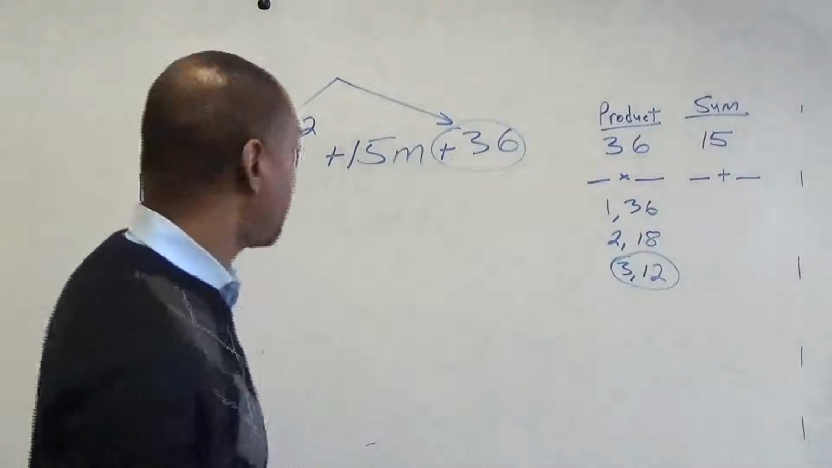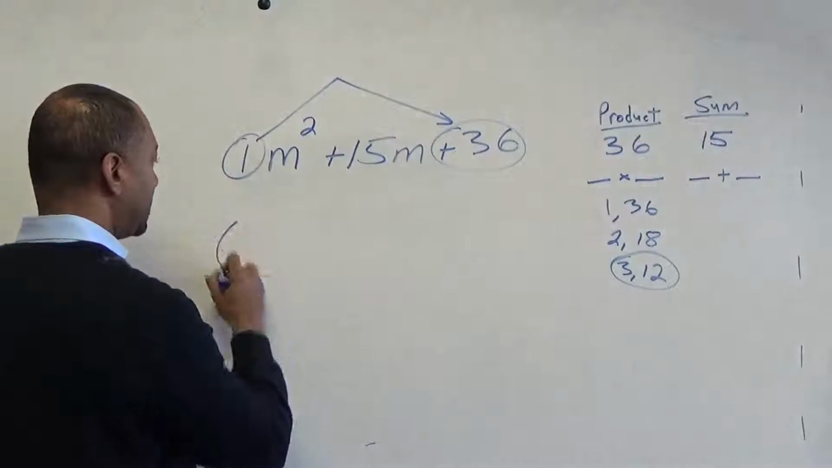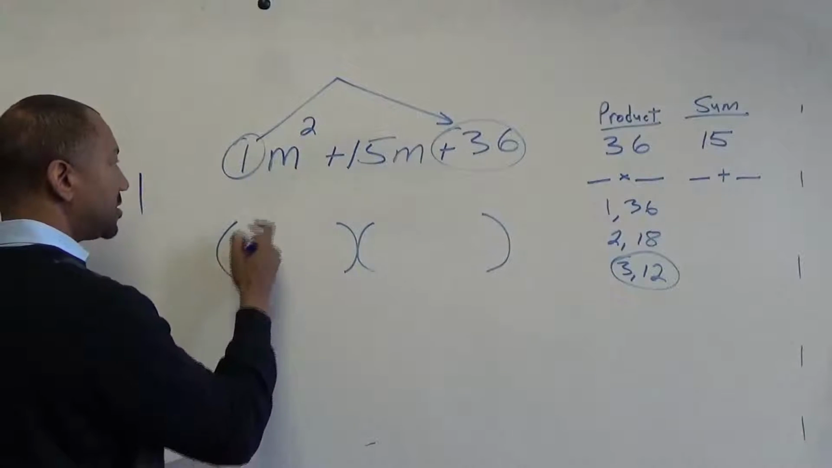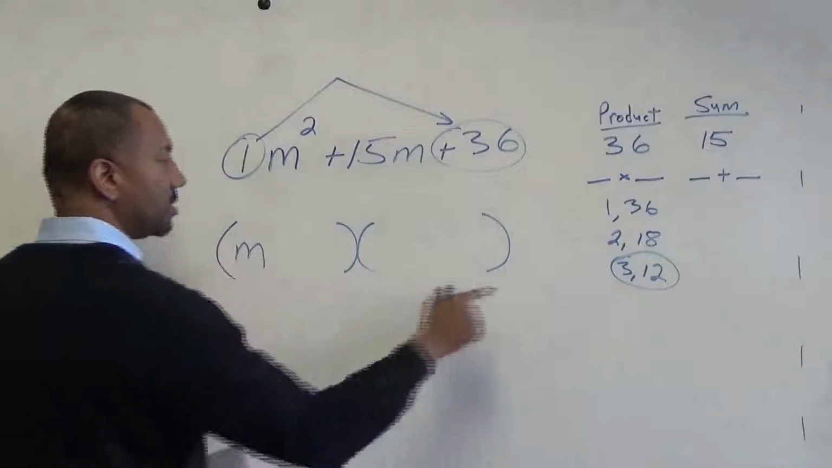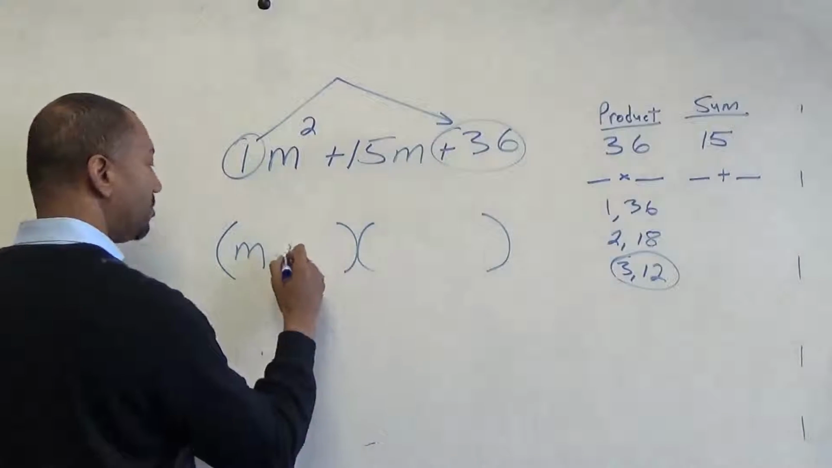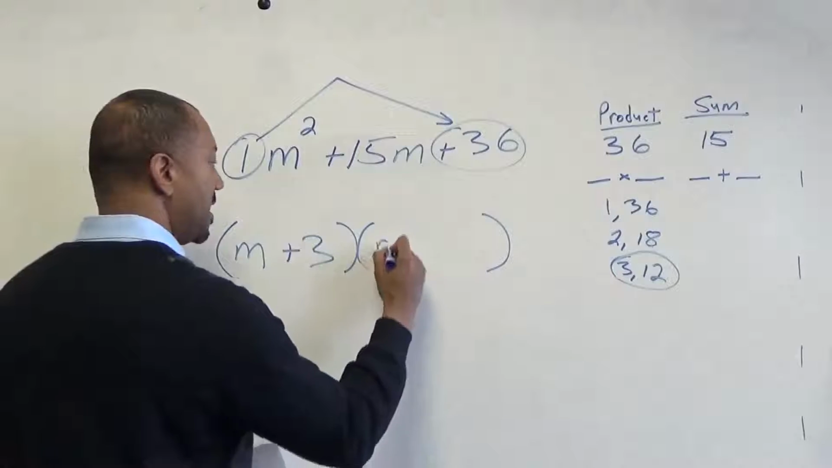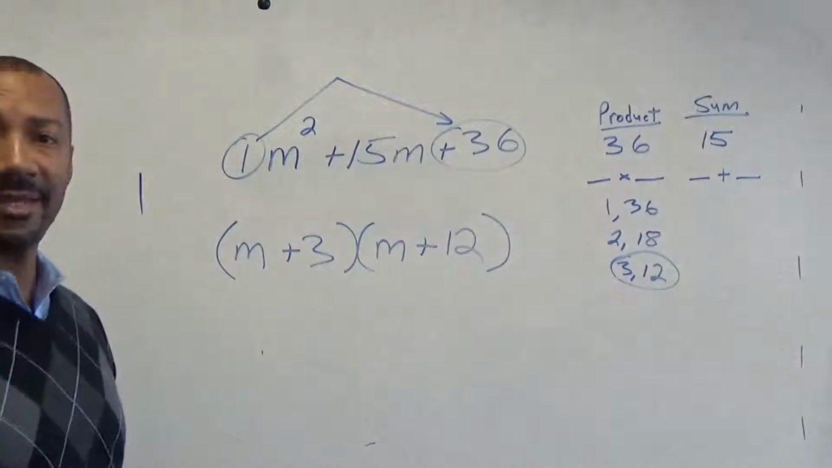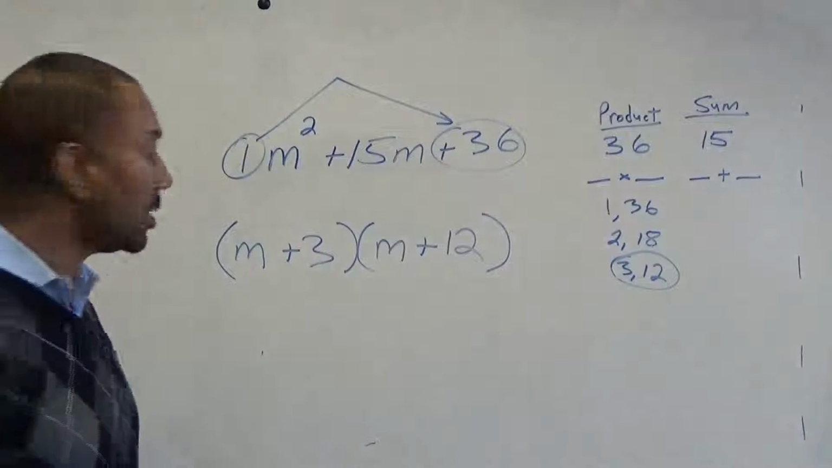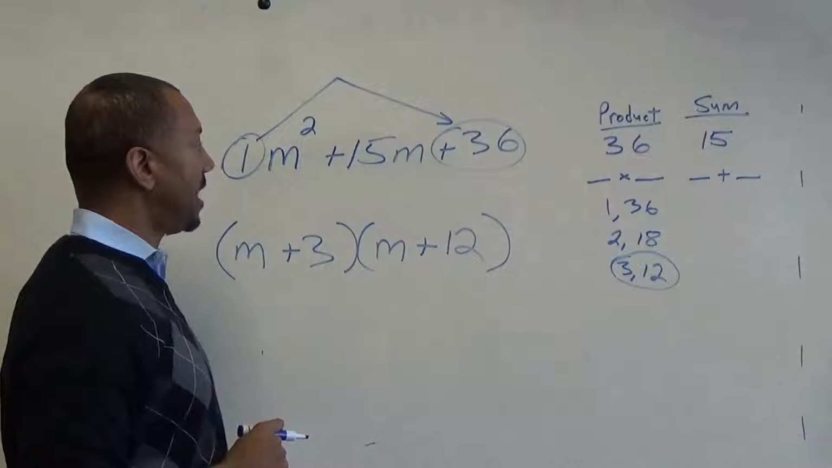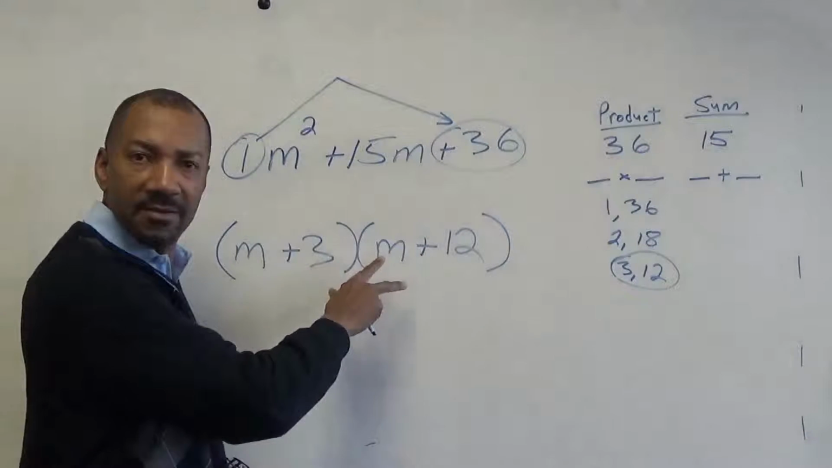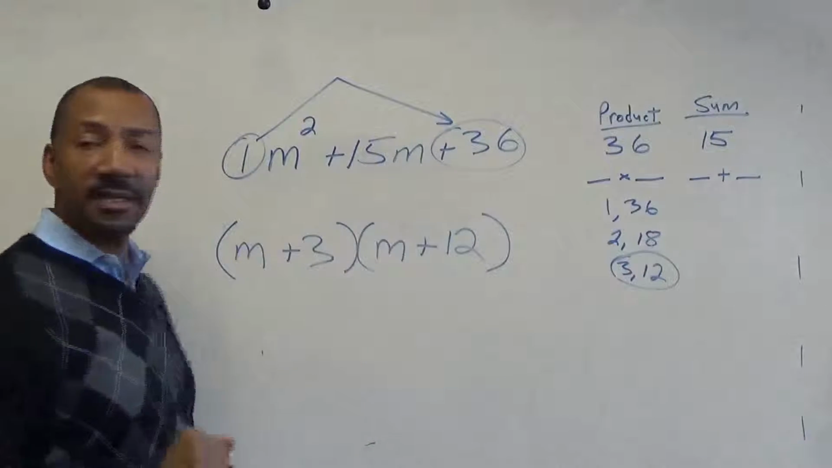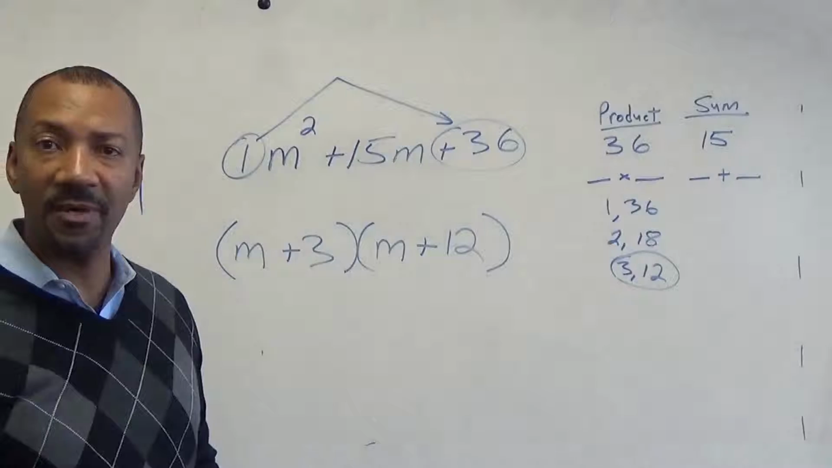So it looks like 3 and 12 are the numbers that we are looking for, so let's use them to state our answer. I'll go ahead and get two parentheses like this, and since our variable is m, I'll put m. This is a positive 3, so I'll put plus 3, and then m, and that's a positive 12, so I'll put plus 12, and that is our answer. You can always double check your answer by foiling, or multiplying these two times these two, and it should give you back what you started with.